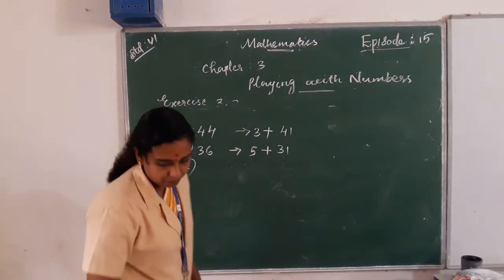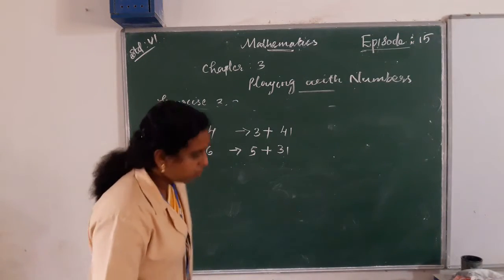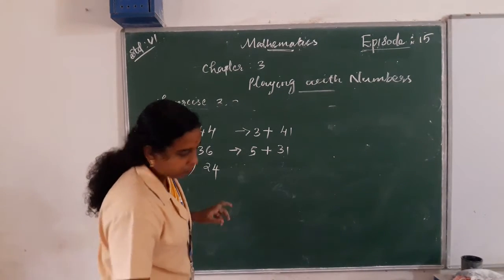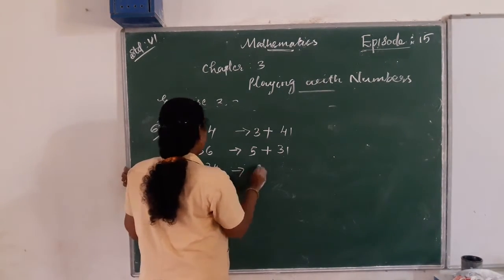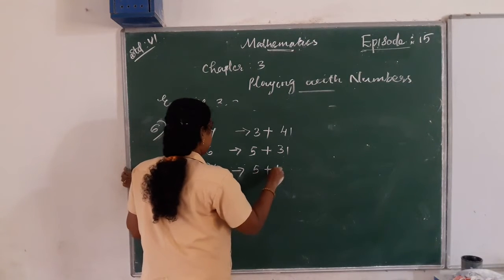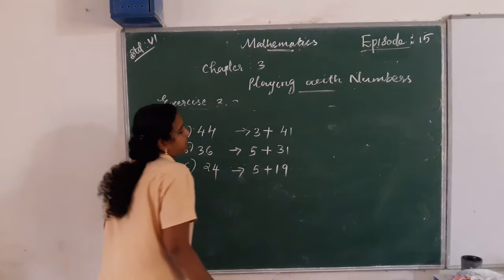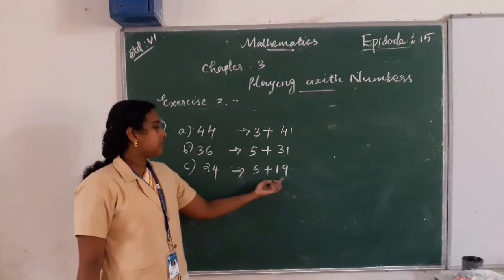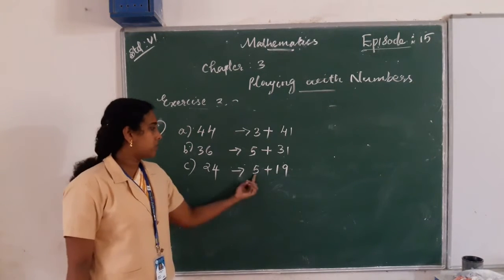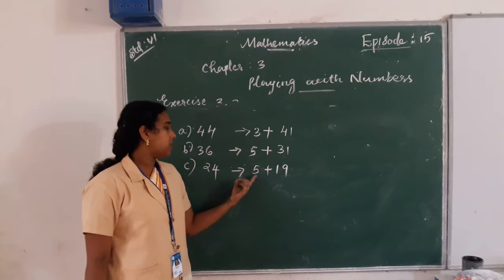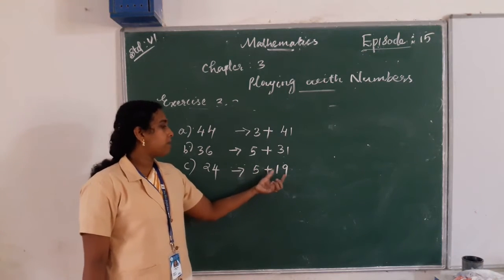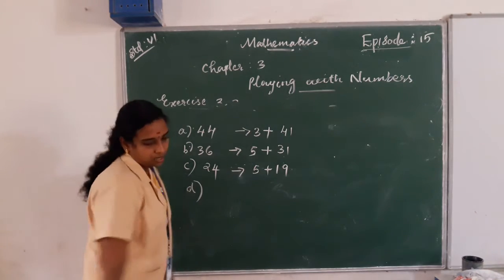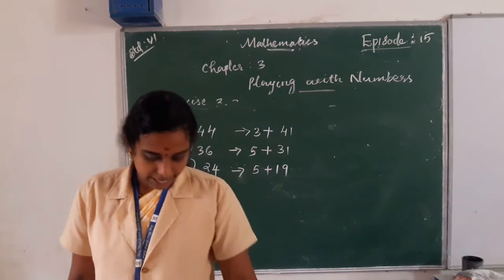And C, 24. Here 5 plus 19. 5 and 19 are odd numbers. When we add these two odd numbers we get 24. So we express 24 in terms of odd numbers as 5 plus 19. Then D, 18.